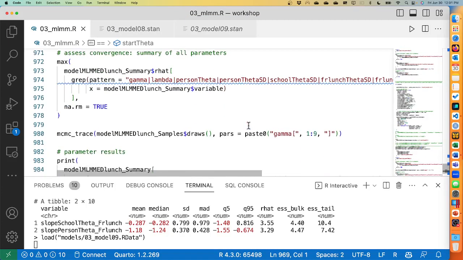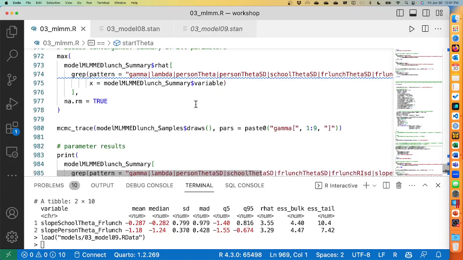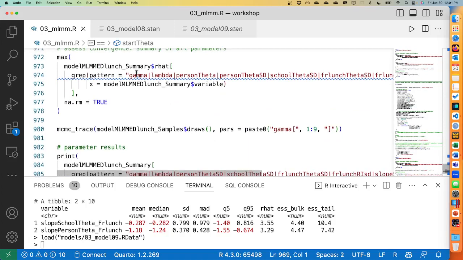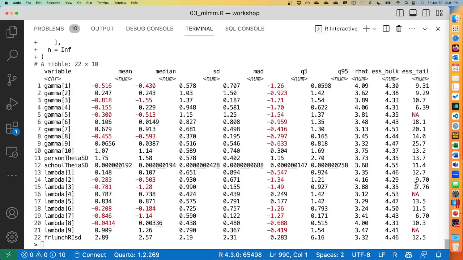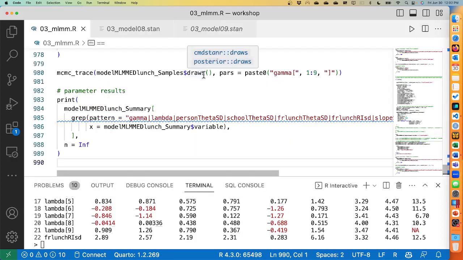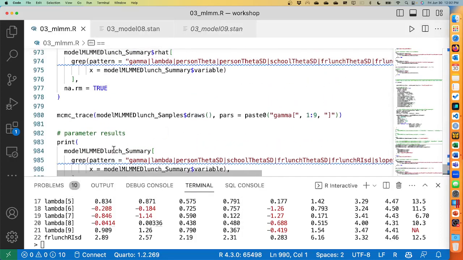But here, I wanted to show you this. Oh, no. That is the wrong one. Got two here.